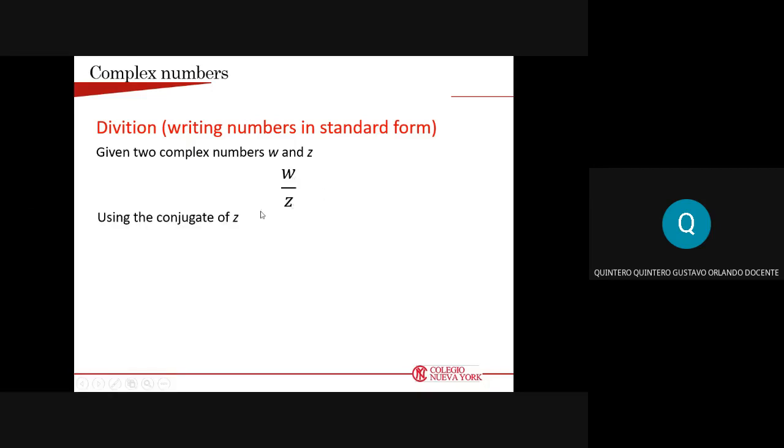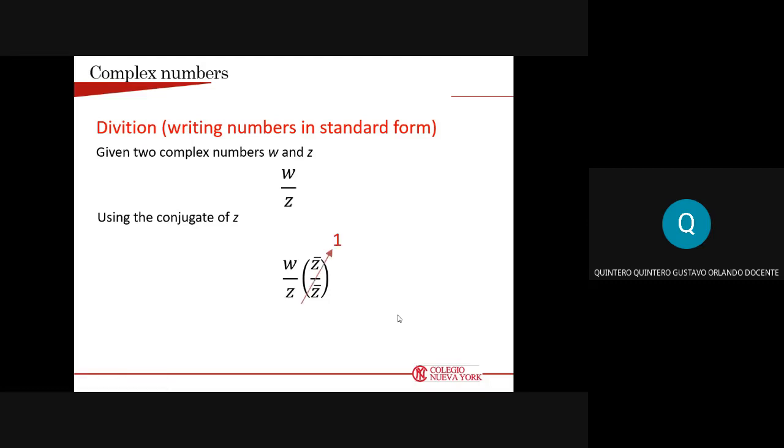What we're going to do is we're going to use the conjugate of z, of the denominator. Always use the conjugate of the denominator in the division. How are we going to use the conjugate? Simple. We're going to multiply both up and down by the conjugate of the denominator. Remember, w over z was the operation we want to find. So how do we solve this? We multiply up and down by the conjugate of the denominator. Right? That is the trick.